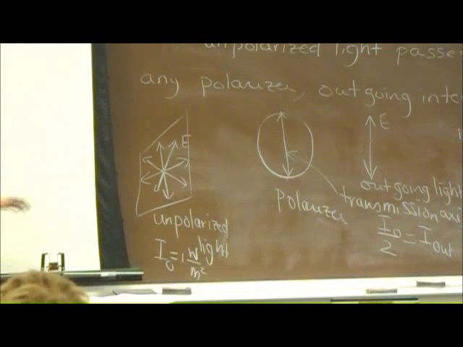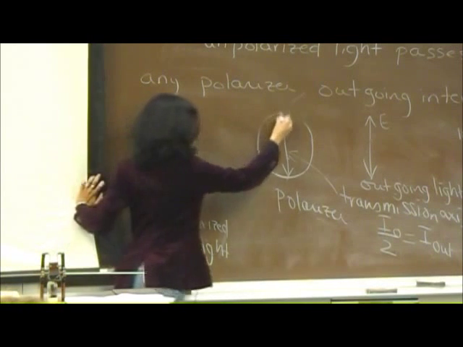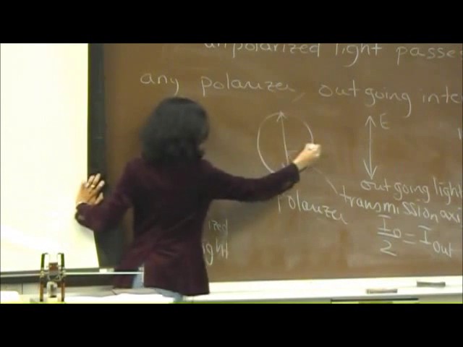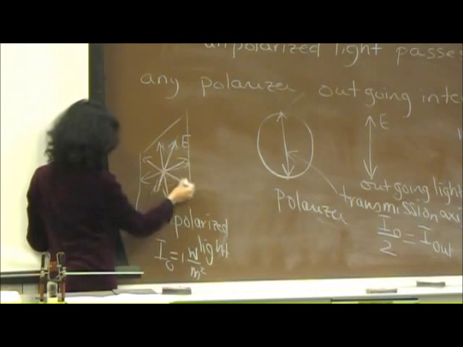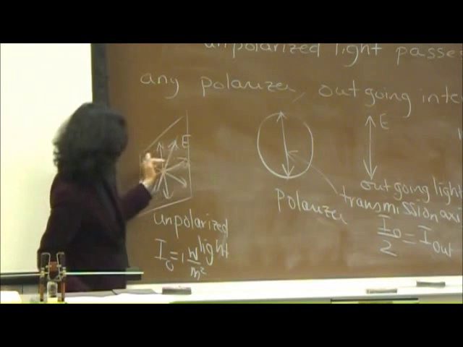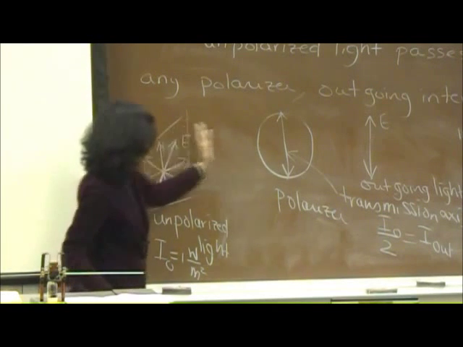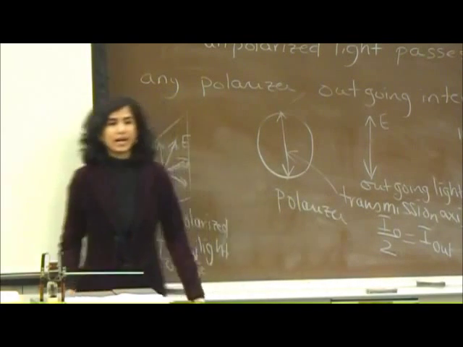Why is that? Because as I said to you, if you think about breaking this electric field into components parallel to this and perpendicular to this, all this electric field can be broken up into this component and this component. This can be broken up into this component and this component. And if you do this, half of the electric field is vertical, half of the electric field is horizontal. All the vertical ones will pass through this, and the intensity will be half.